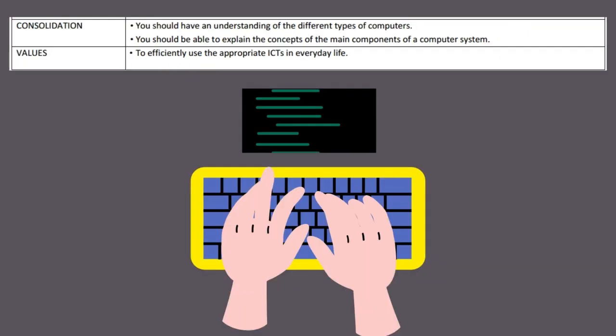Consolidation. You should have an understanding of the different types of computers. You should be able to explain the concepts of the main components of a computer system. Values: to efficiently use the appropriate ICTs in everyday life.